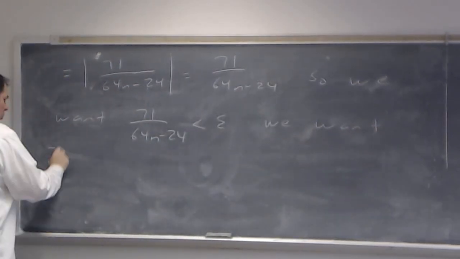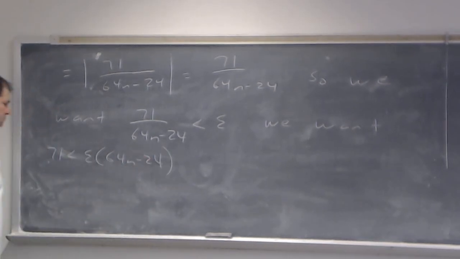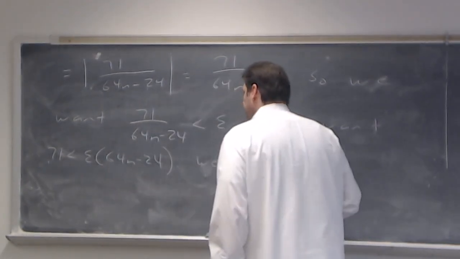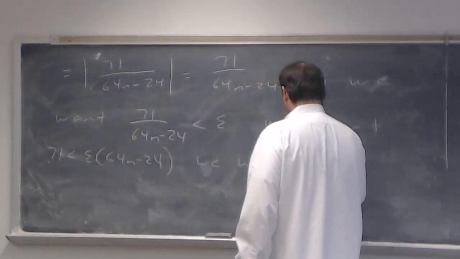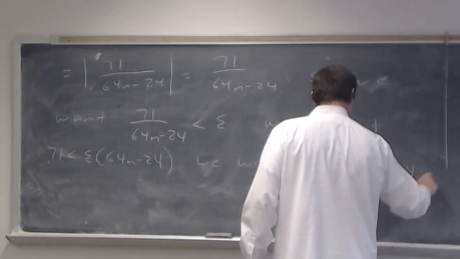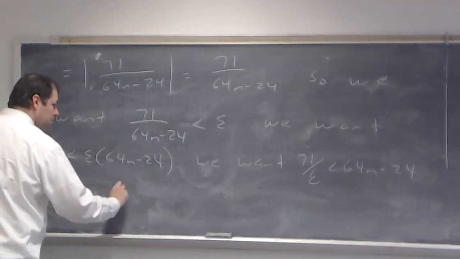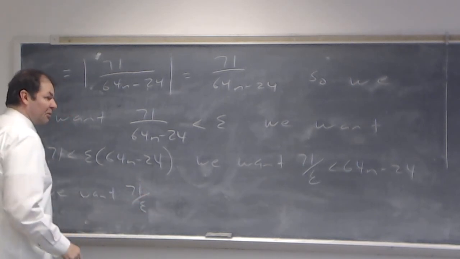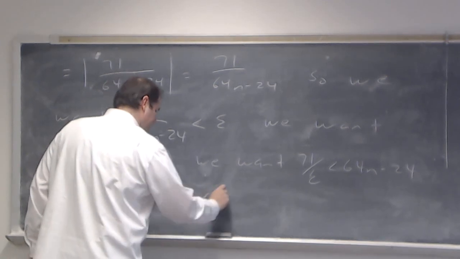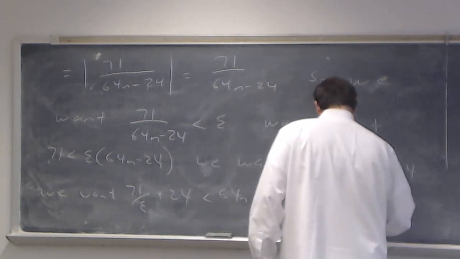So we want 71 to be less than epsilon times (64n - 24). I'm going to solve for n. Here this would be 71 over epsilon less than 64n - 24. I'm going to add 24 to both sides. So we want 71 over epsilon, and if epsilon is really small, 71 over epsilon is huge, plus 24, that's even huger, to be less than 64 times n.